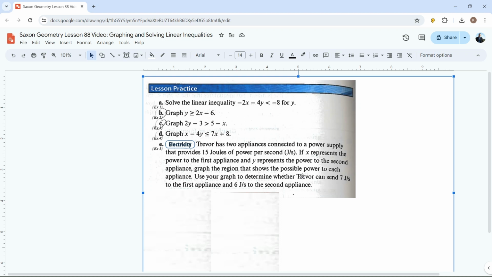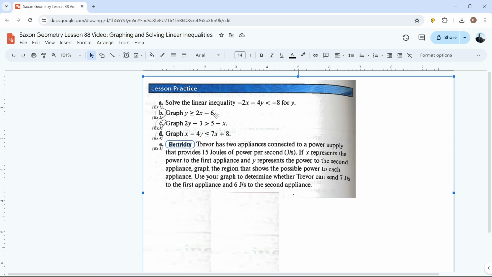Hey, geometry students, in this lesson we are going to be talking about graphing and solving linear inequalities. Now, this is a review lesson that you covered back in algebra. In algebra, we graphed these linear inequalities by setting up the equation in its slope-intercept form, finding the slope, finding the y-intercept, and then graphing the associated equation. Okay, I used the word equation once, but technically we're not graphing equations, we're graphing inequalities.